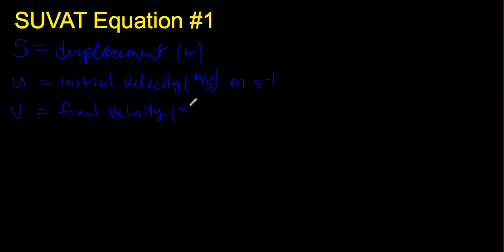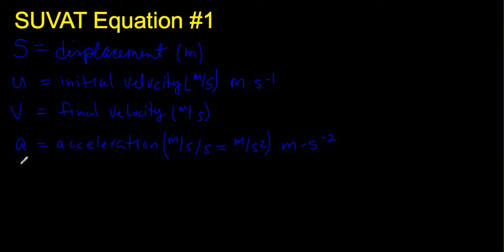Also measured in meters per second. A is acceleration, measured in meters per second squared. IB again would like you to write that as meters times second to the negative 2. And finally, T is just time, and that is measured in seconds. So that's what our variables stand for and the units that they are typically measured in when we're using the SI system.